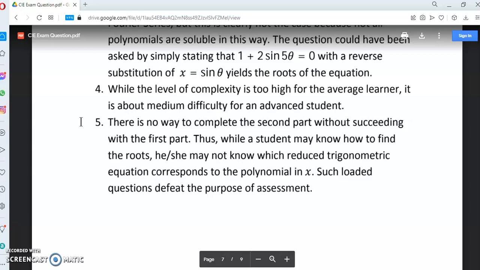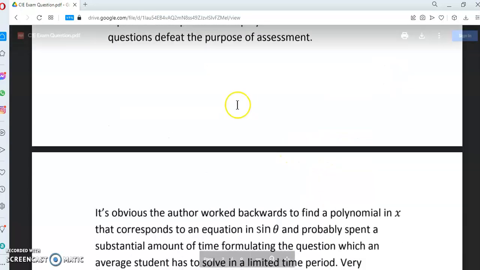And that is entirely wrong. It defeats the whole purpose of assessment. Okay? So there is no way to complete the second part without succeeding with the first part. So while the student may know how to find the roots, he or she may not know which reduced trigonometric equation corresponds to the polynomial in x. And so the student has to notice a pattern, which is absolute nonsense.